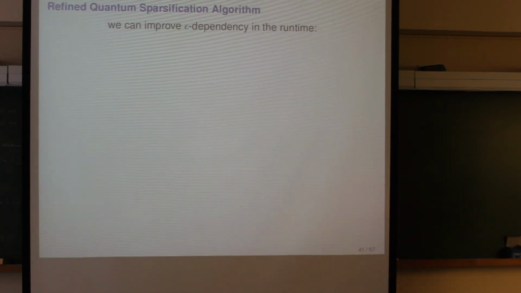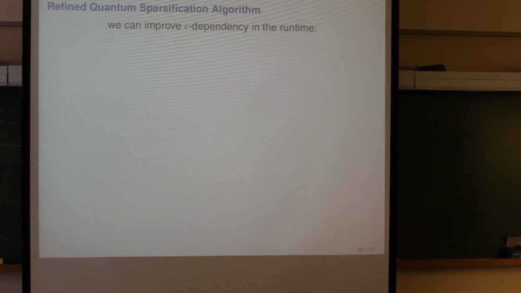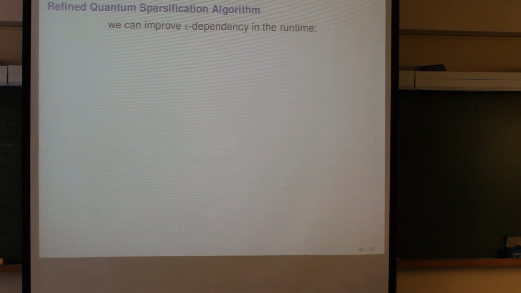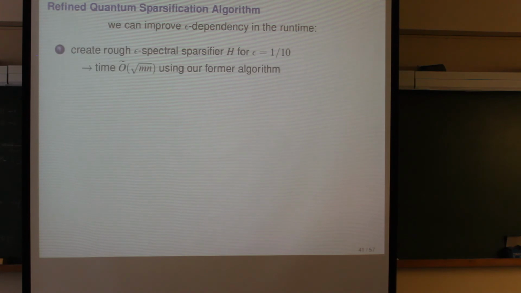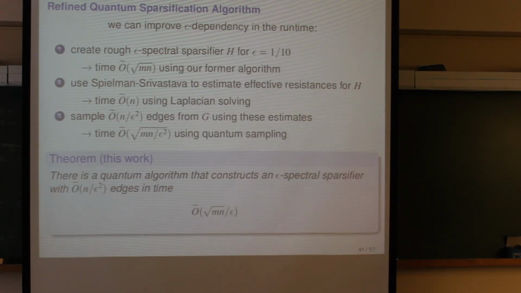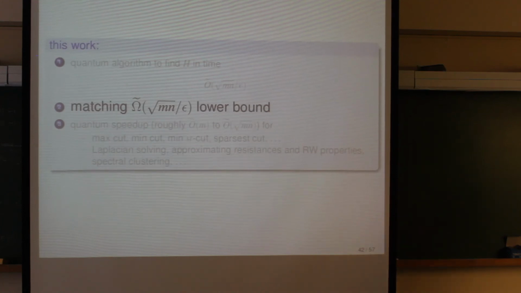So there's a second hack that we can do, which is basically constructing a rough spectral sparsifier and then using that to approximate better sampling probabilities for the original graph. It's kind of surprising that it's possible, but this is a technique that has been used before. There are some details, but you can basically improve the epsilon dependency to linear. So you get an O-tilde square root mn over epsilon algorithm. That was our quantum algorithm.